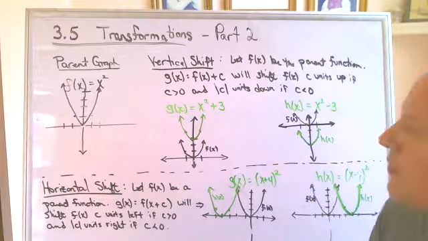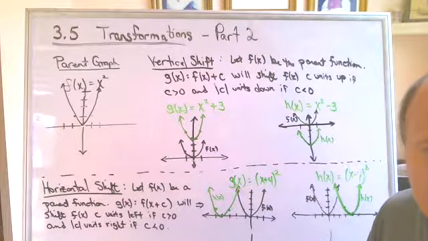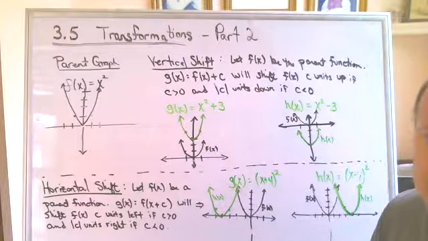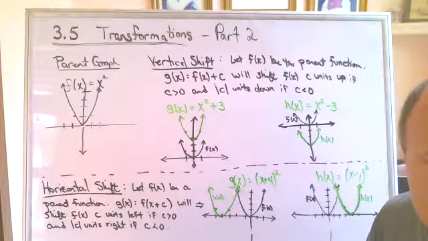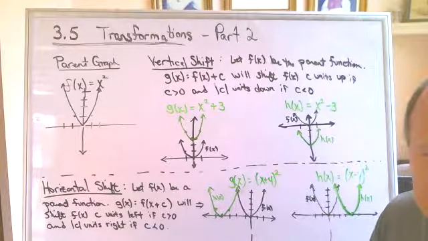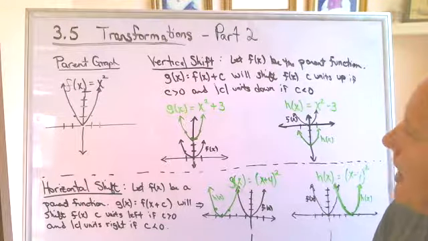Okay, so the next one's going to be reflections. I'm going to show you the vertical and the horizontal reflections. And now, again, those are not distortions. Those will be exactly the same shape. So that will be part 3.